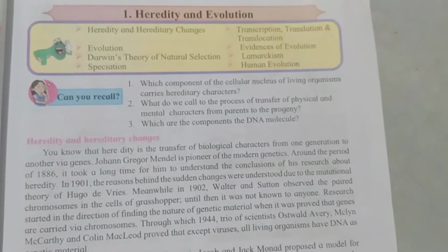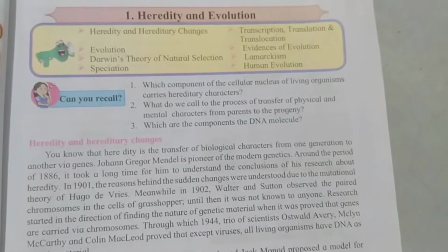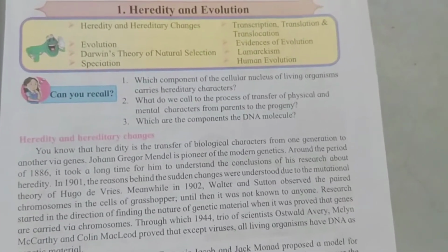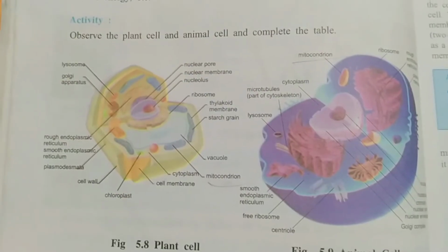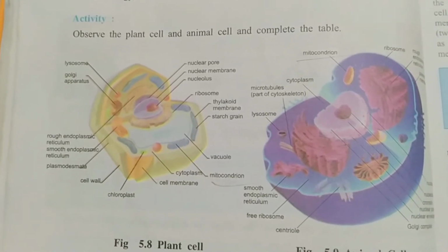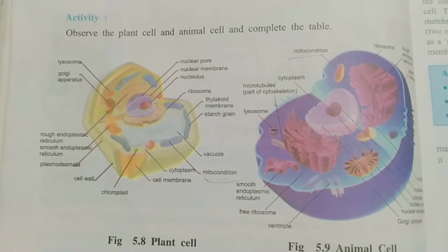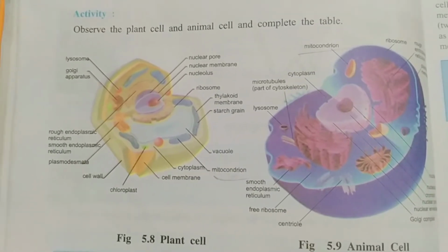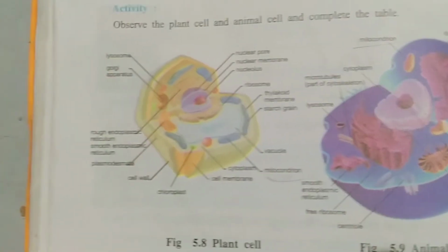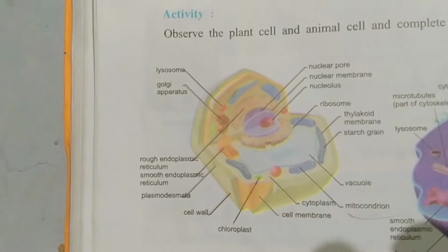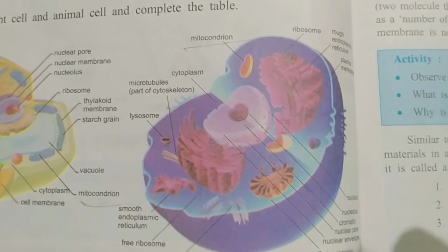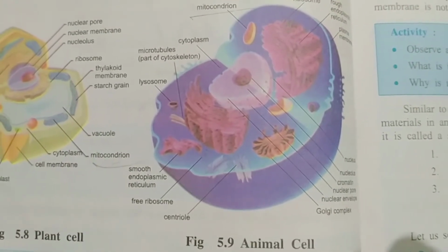After watching the video, let's start the Science Seconds first chapter, Heredity and Evolution. Here are given two pictures, both are pictures of cells. The first picture is the plant cell, and the second picture is the animal cell.